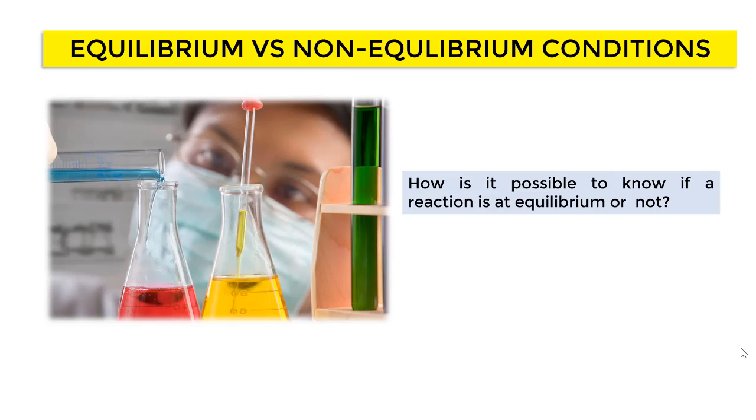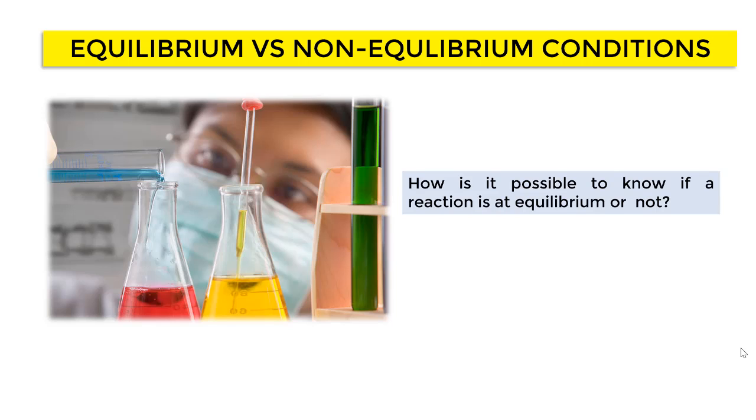Macam mana kita nak tahu adakah sesuatu reaction itu, sesuatu tindak balas itu sudah berada pada keseimbangan ataupun masih belum berada dalam keseimbangan. Okay, so itu yang maksudnya equilibrium versus non-equilibrium conditions.